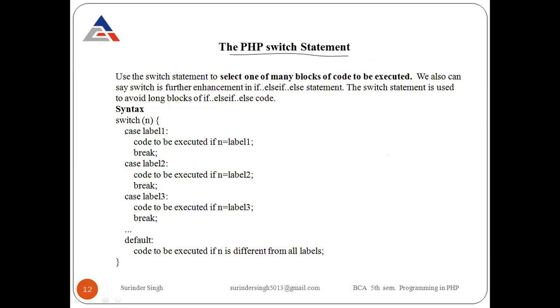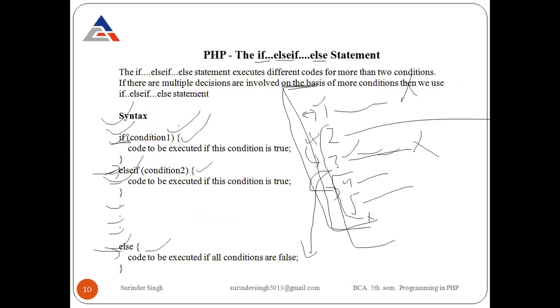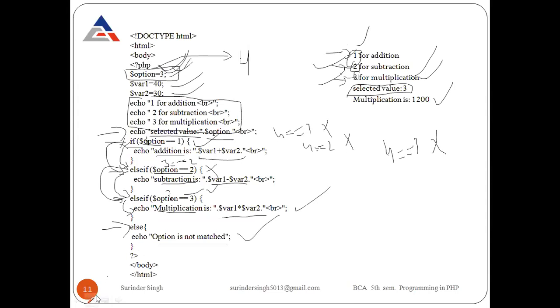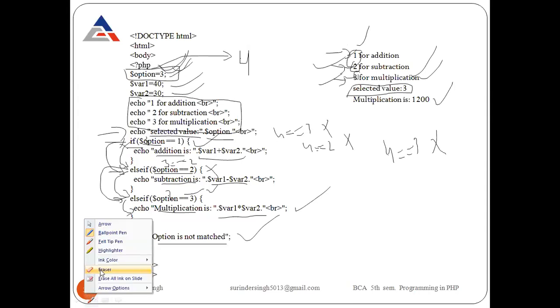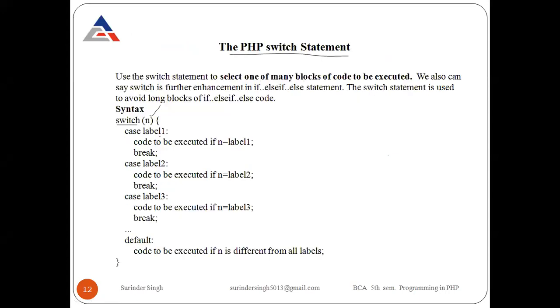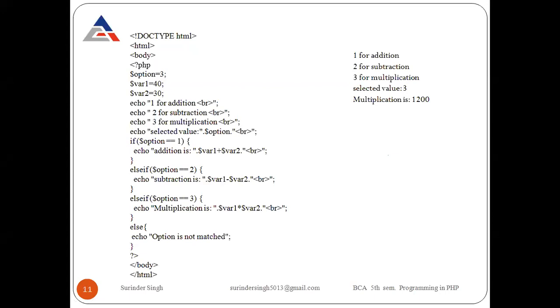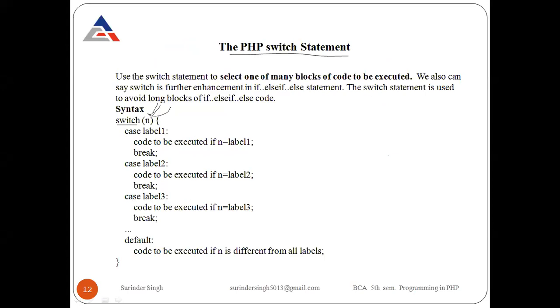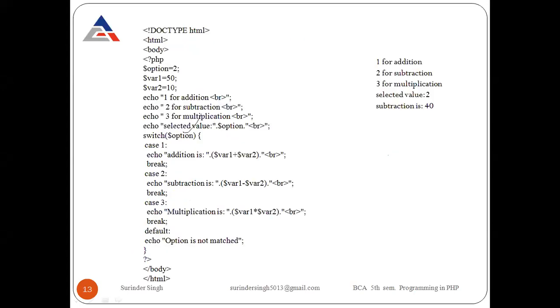Now how to write the syntax? First we have to write the keyword switch. Then here we pass the variable which we want to compare. Clear? Like here we are passing the option variable. Here n is a variable or any expression which you want to compare. Like in this example, here we are writing option. We are comparing the option variable, then this variable will be passed to switch, as you can see in the example.